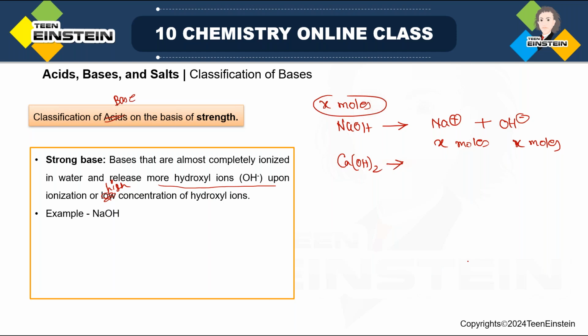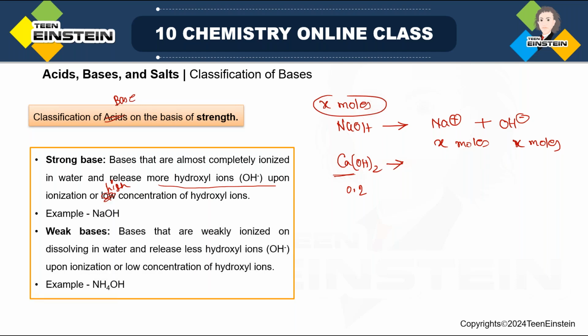Suppose you are solving a problem where you have to find the concentration of OH minus, and look at the formula for how many OH minus can be generated per mole. If the given concentration of Ca(OH)2 is 0.2 moles, obviously the number of moles of OH minus will be 0.4 moles, it will be double. So strong base means 100% dissociation or almost completely ionized, that is complete ionization.